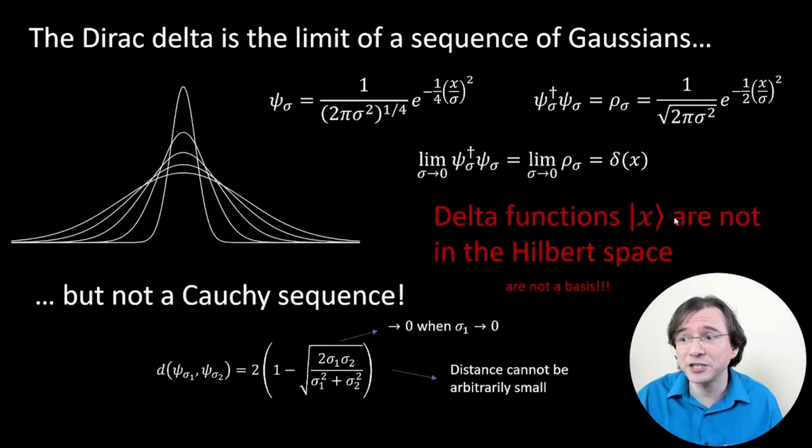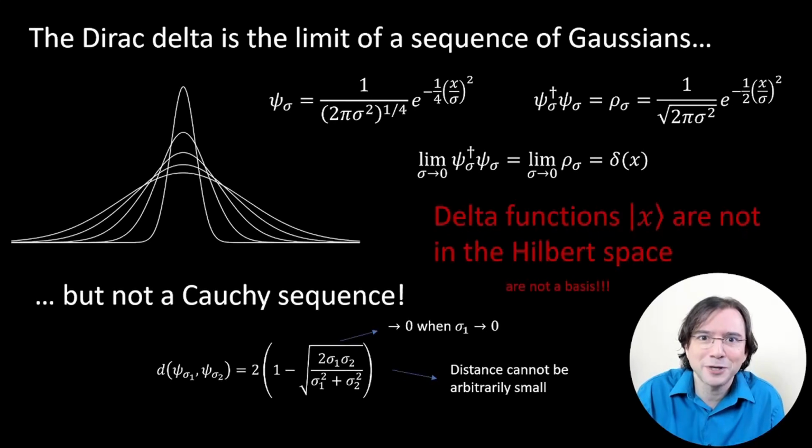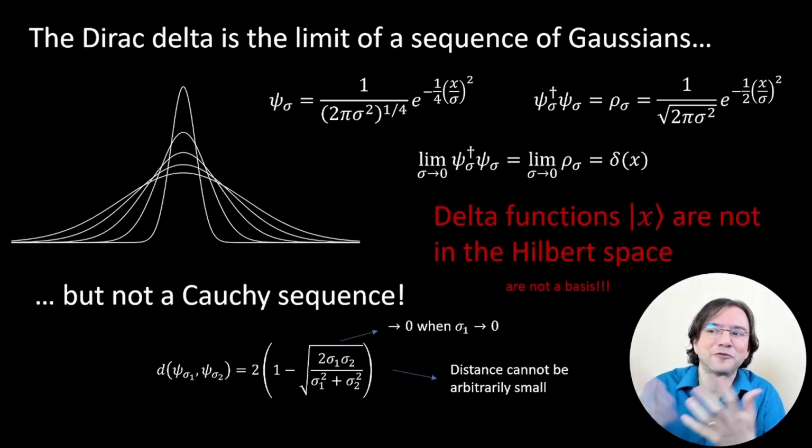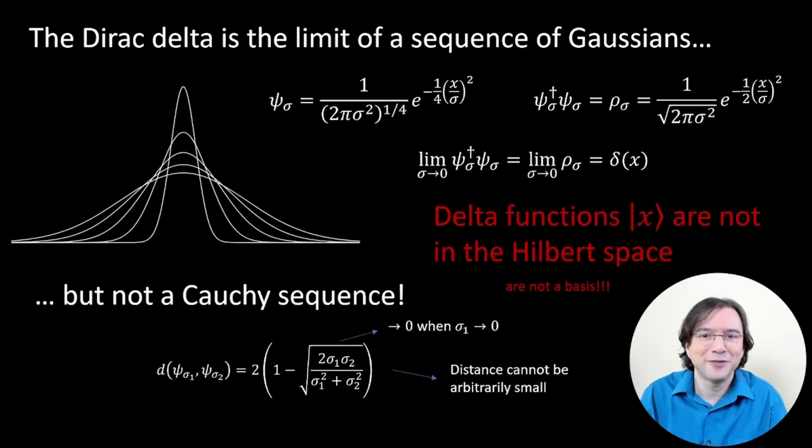Because the delta function, the eigenstate of x, is not in the Hilbert space. And this is something that confused me a lot, because I thought they were. Reading books and papers sort of gives you the impression that that's the case, and it's not the case.